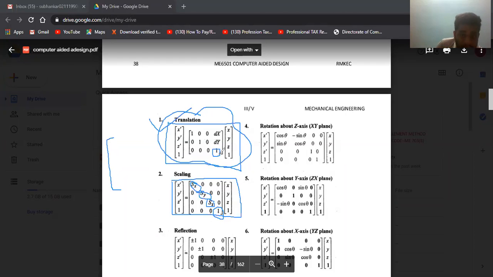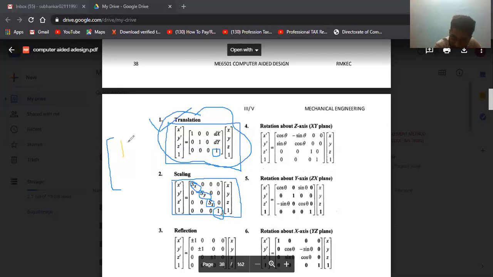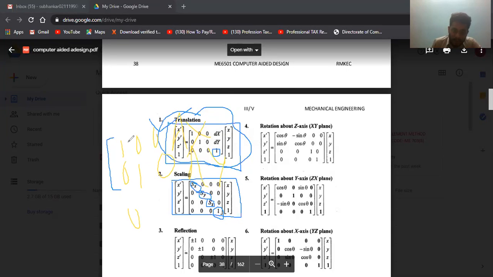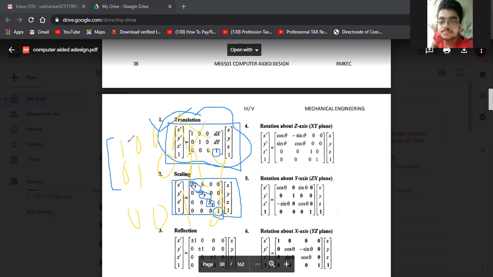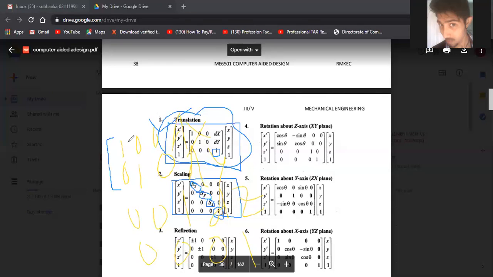So what will be the correct formula? You tell me the correct formula, then only I'll tell you if it is correct. Write over here the correct formula of the translation matrix in 3D: 1 0 0 dx, 0 1 0 dy, 0 0 1 dz, 0 0 0 1. Did you understand? Now the multiplication will work.